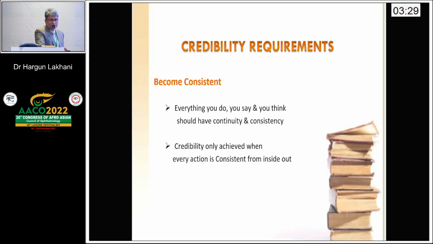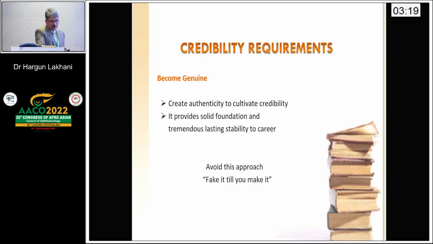Consistency makes a reputation a very high bar. Credibility is only achieved when every action is consistent from inside out. Be genuine. Sometimes we have to avoid the approach of fake it till you make it. So create authenticity to cultivate credibility.